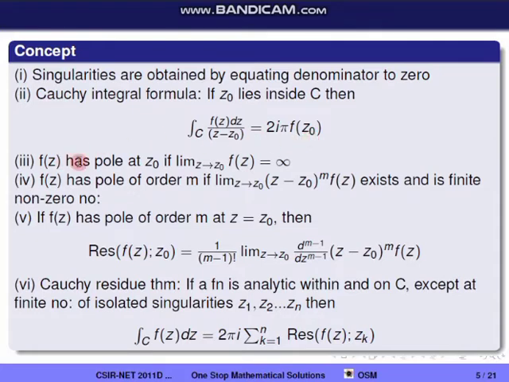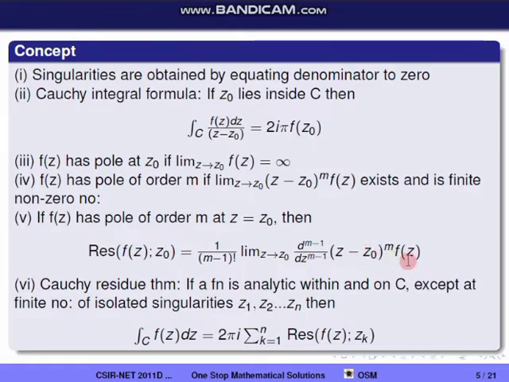f of z has a pole at z0 if limit z tends to z0 of f of z is equal to infinity. f of z has a pole of order m if limit z tends to z0 of (z minus z0)^m f of z exists and is a finite non-zero number. If f of z has a pole of order m at z equal to z0, then residue of f of z at z0 is given by the formula 1 by (m minus 1) factorial limit z tends to z0 d^(m-1) by dz^(m-1) of (z minus z0)^m f of z.